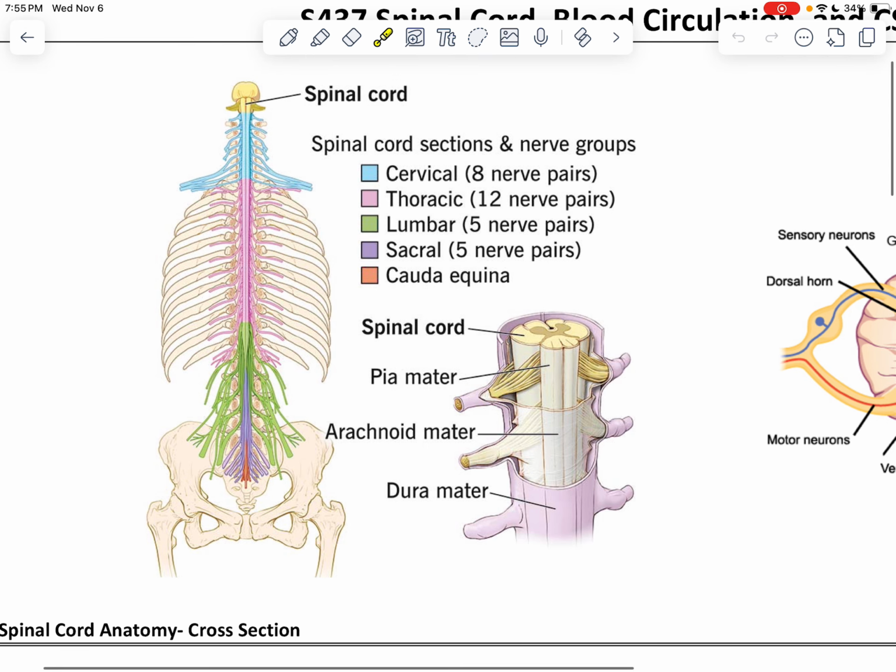So the spinal cord, as you can see in a cross section here, has the same meninges as we learned about in the brain and spinal cord notes that I recently talked about. We have the dura mater, the arachnoid mater, and the pia mater. And you can see this cross-section of the spinal cord in this picture. So let's take a closer look at what the spinal cord looks like.